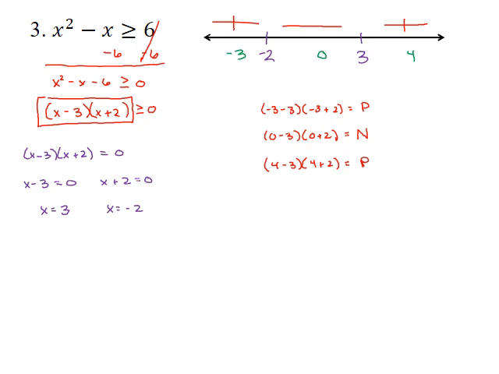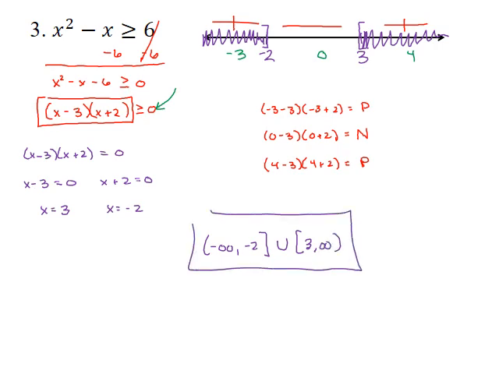Go back to your inequality. That's this part right there. It says it's greater than or equal to 0, so that is positive numbers. So we only care about the positive intervals in this case. That's the first and the third. Since there is an equal sign, I'm going to put a bracket on both of those numbers. So your final answer would be negative infinity to negative 2 with a bracket, union 3 to infinity. And that is the steps any time you need to solve a quadratic inequality.